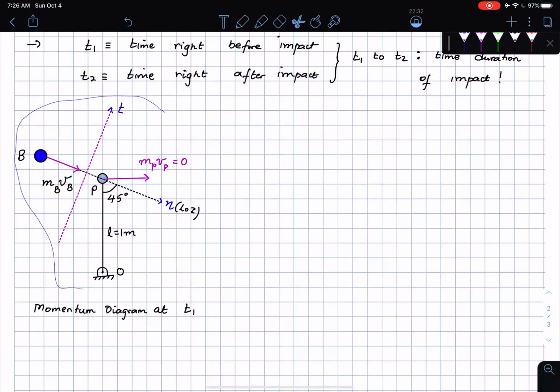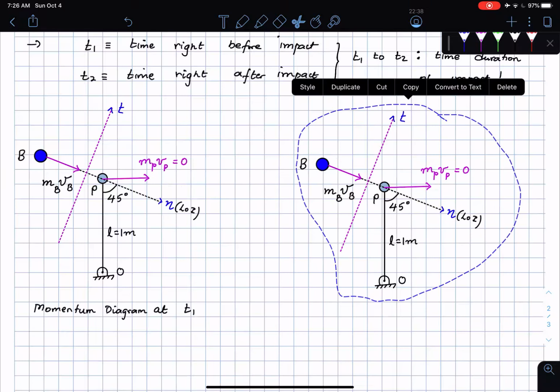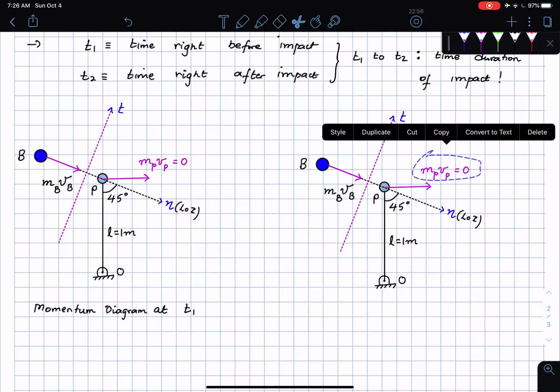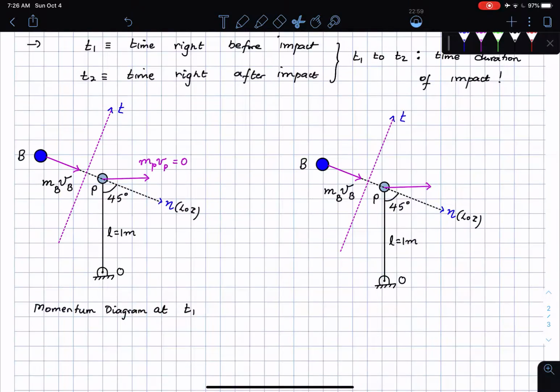I'm going to copy all of these creatures once again. When you're drawing the momentum diagram, what are the things that you're showing? The only thing you're showing is the linear momentum of the particles of the system. There are two particles, one is the ball, one is the pendulum bob. Then after impact has taken place, what is going to happen to the pendulum first of all? I know that for the pendulum, right after impact, the velocity of the bob of the pendulum is going to be perpendicular in the direction drawn, and its velocity is unknown, so its linear momentum is going to be mp vp prime. That is the linear momentum of the pendulum right after impact has taken place.